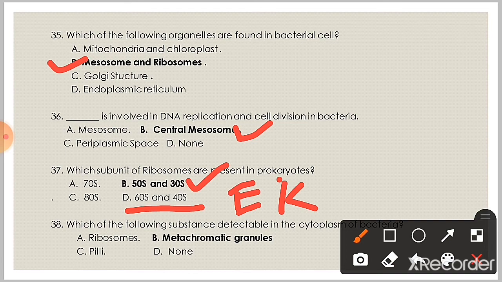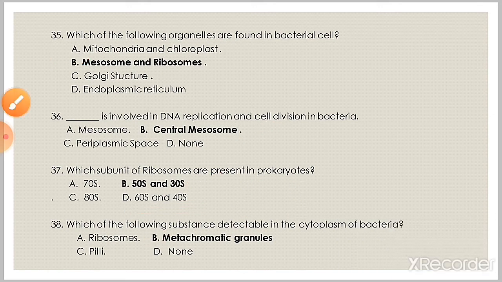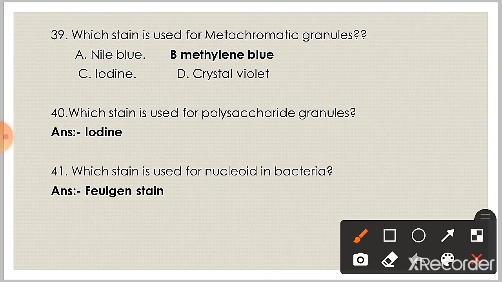Question 38. Which of the following substance detectable in cytoplasm of bacteria? Option B, metachromatic granules. Question 39. Which stain is used for metachromatic granules? Option B, methylene blue. Question 40. Which stain is used for polysaccharide granule? Answer: iodine. Question 41. Which stain is used for nucleotide in bacteria? Answer: Feulgen stain.